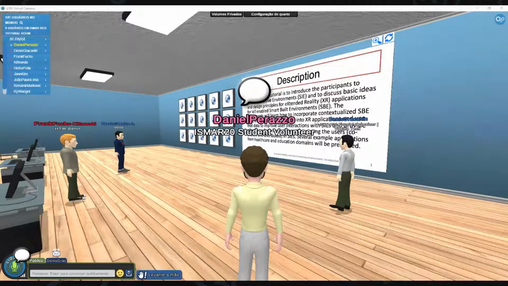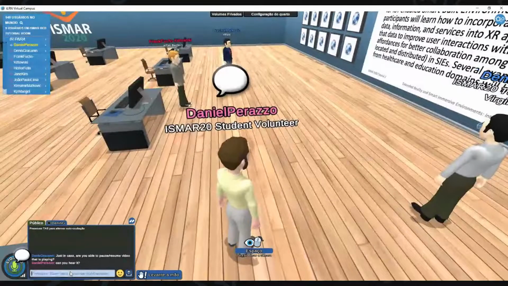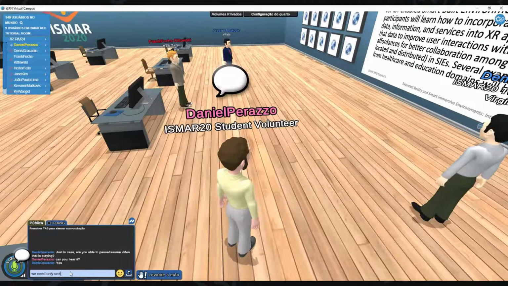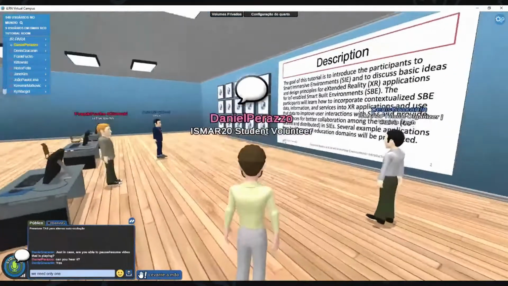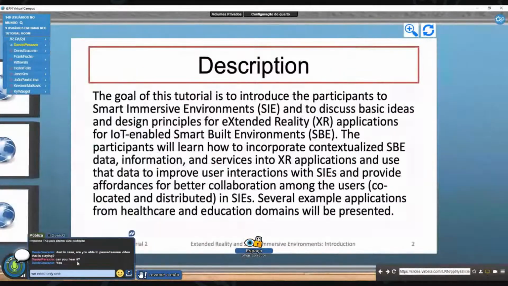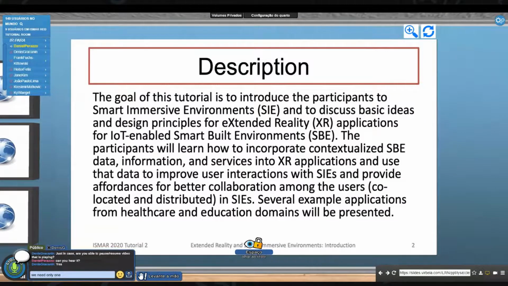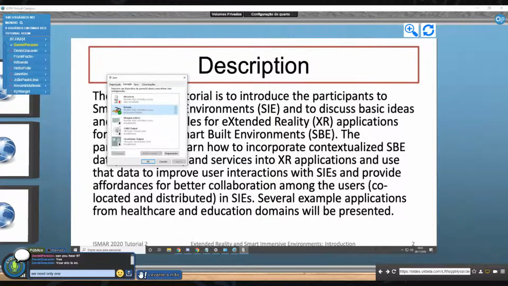The goal of this tutorial is to introduce the participants to smart immersive environments and to discuss basic ideas and design principles for extended reality applications for IoT-enabled smart built environments. The participants will learn how to incorporate contextualized SBE or smart built environment data, information, and services into extended reality applications, and use the data to improve user interactions with smart immersive environments and provide alternatives for better collaboration among the users, co-located and distributed in smart immersive environments. Several example applications from healthcare and education domains will be presented.